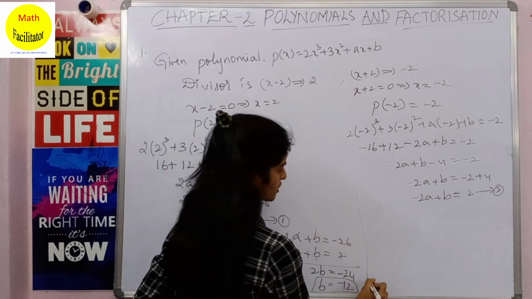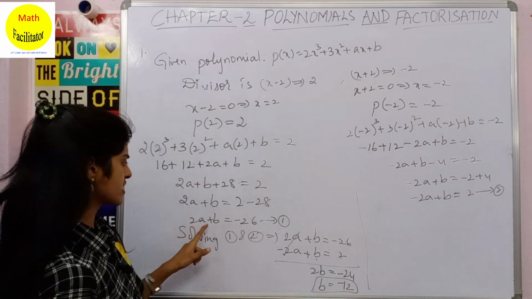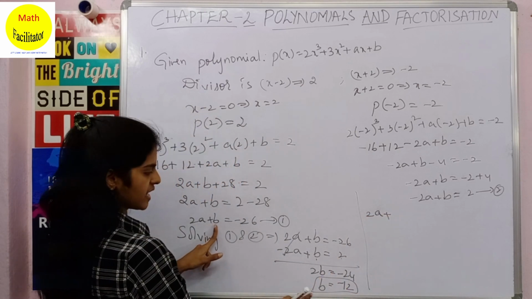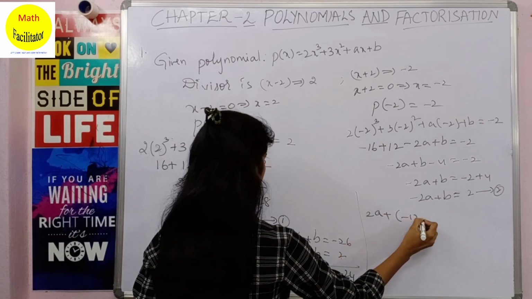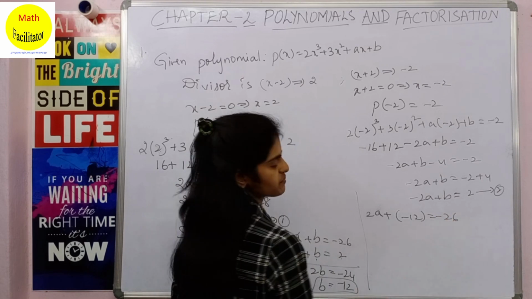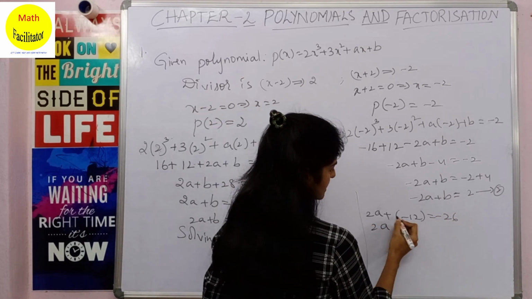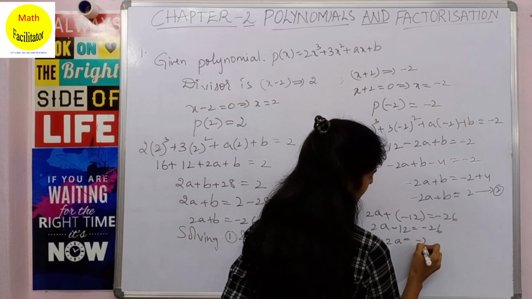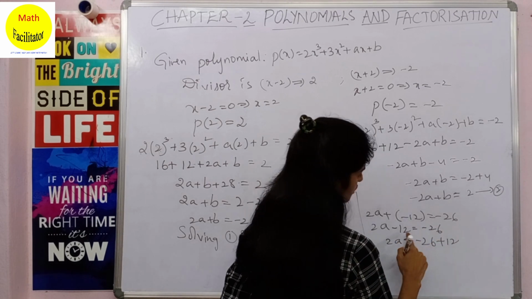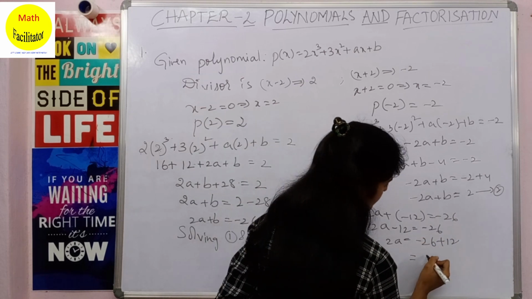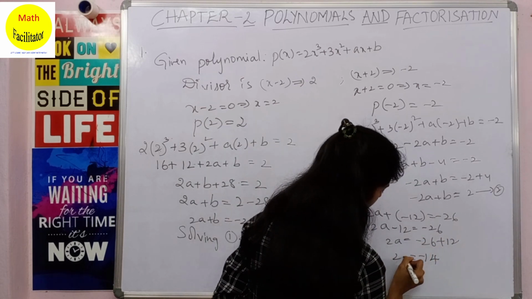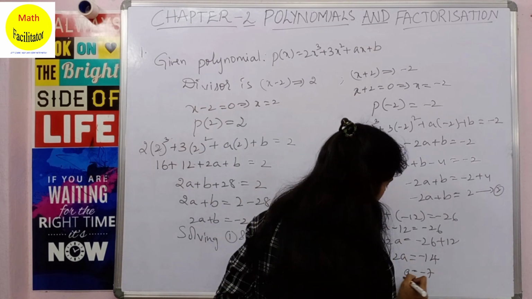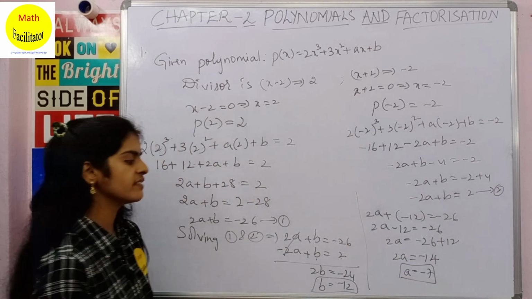Clear? Now substitute the value of b in any of the equations. Let me substitute in 1. So this is 2a plus b, and b is minus 12, equal to minus 26. So 2a plus minus 12 is minus 26. So 2a is minus 26 plus 12; 12 if it goes to the other side becomes plus 12. So this is nothing but minus 14. 2a is minus 14, so a is minus 14 by 2, which is minus 7. Clear? So in this way you got the values of a and b.